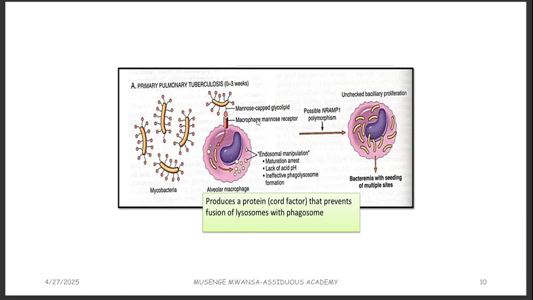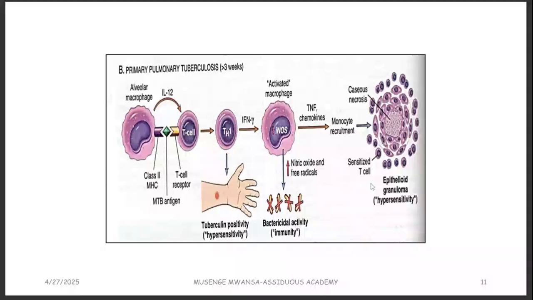You can see this is the bacteria, and then you have got the alveolar macrophage. You can see the macrophage mannose receptor, and then the mannose capped glycolipid, and then there's going to be phagocytosis. After the phagocytosis happens inside the alveolar macrophage, we said that the bacteria is producing the cord factor, preventing the fusion of the phagosome with the lysosome. At this point, the alveolar macrophage is going to present the bacteria to the T cells via MHC class 2.